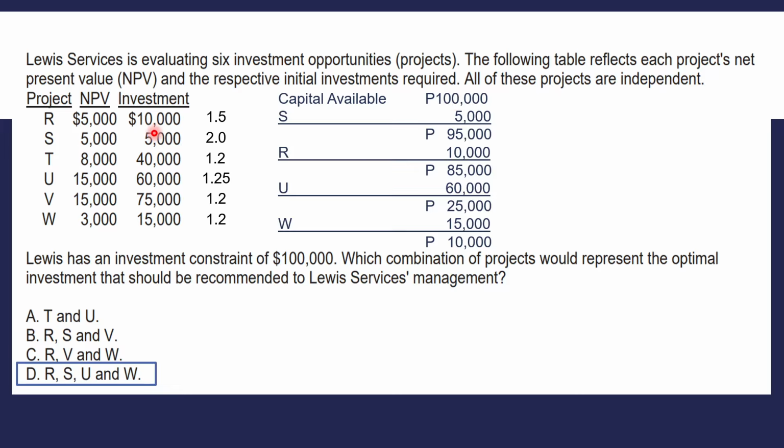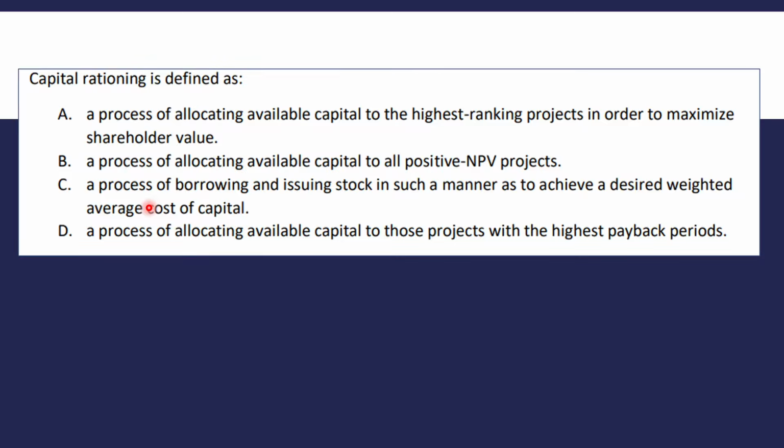Kasi pag kinuha nyo yung highest NPV, katulad ni Project V dito, no? Project V may have the highest NPV. But if you will accept Project V, there will be no more room for the other projects kasi 75K agad yung kukunin niya sa investment. Okay? So that's how you use the profitability index in dealing with a capital constraint.